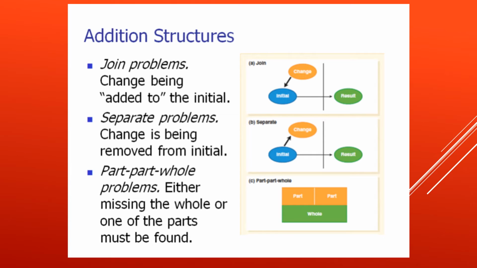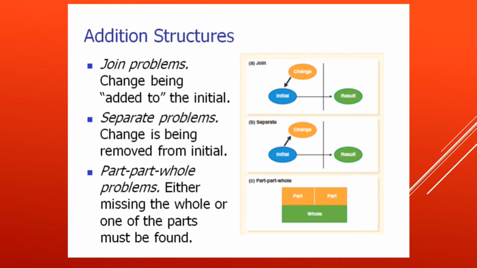So now we go on to the separate problems, and this can be very confusing because it actually reminds me a lot of subtraction, and that's where the addition and subtraction are related. So the change is being removed from the initial, and what is the result? A sample problem would be: Sandra had 12 pennies. She gave 4 pennies to George. How many pennies does Sandra have now? But using the addition strategies, knowing that she's giving 4 away, and that we know that 8 plus 4 equals 12, we know that the result would be 8.